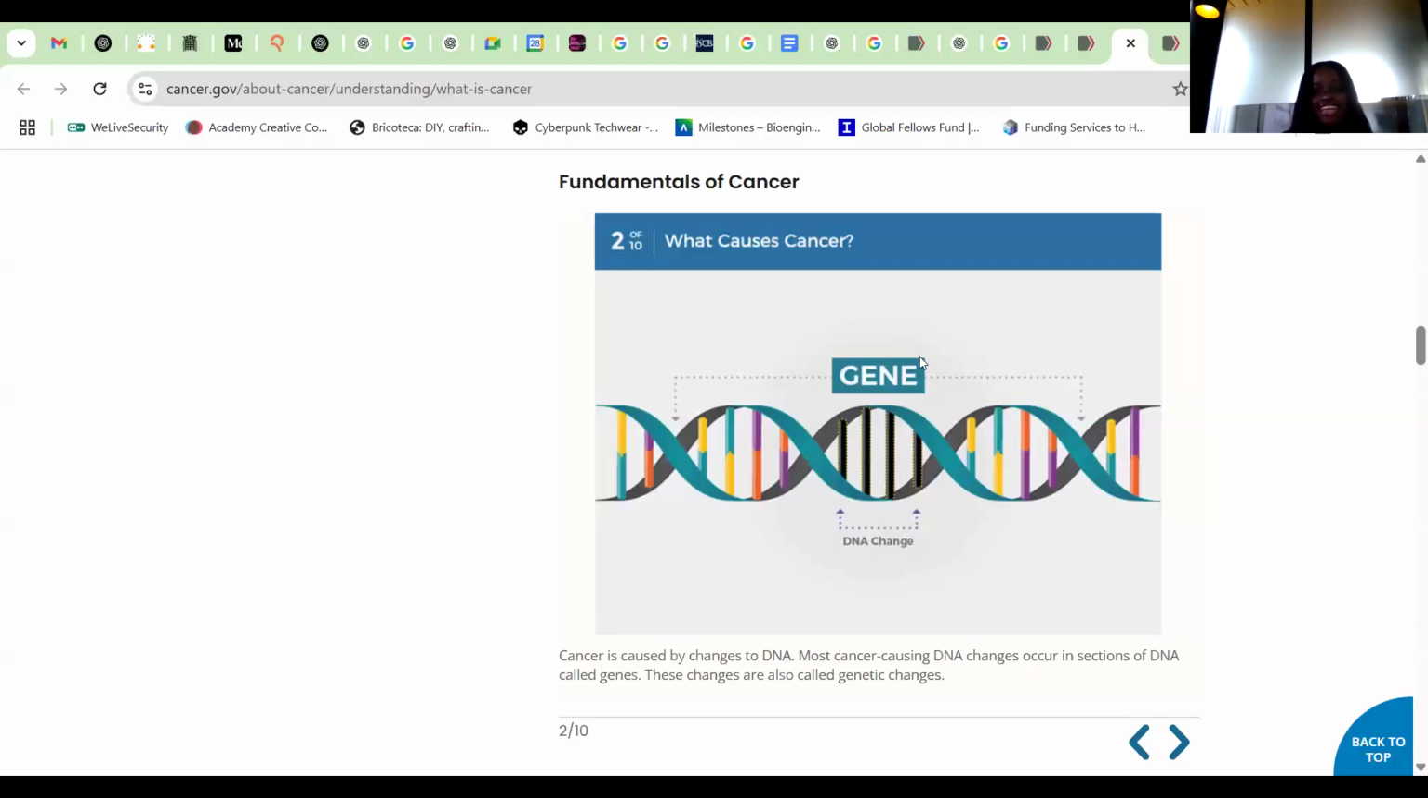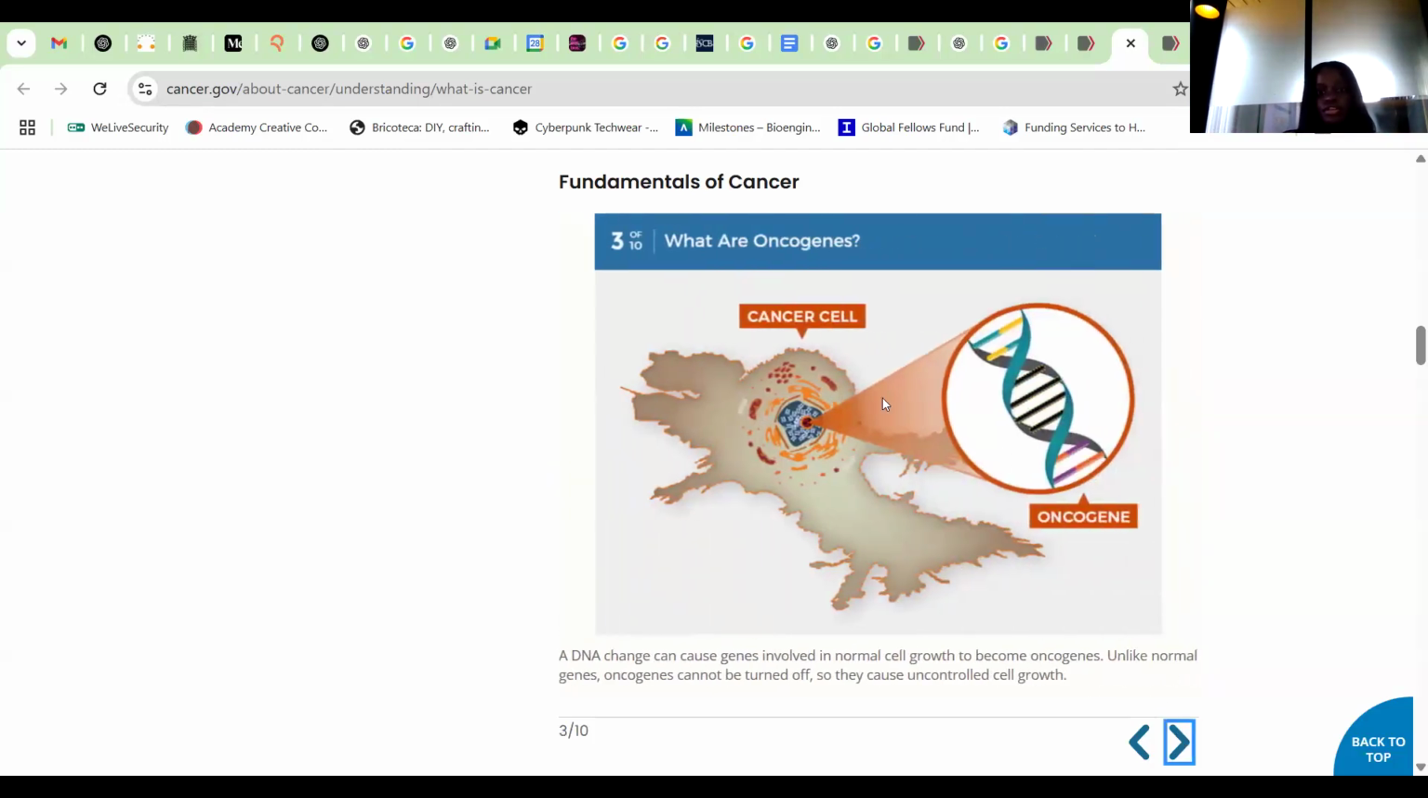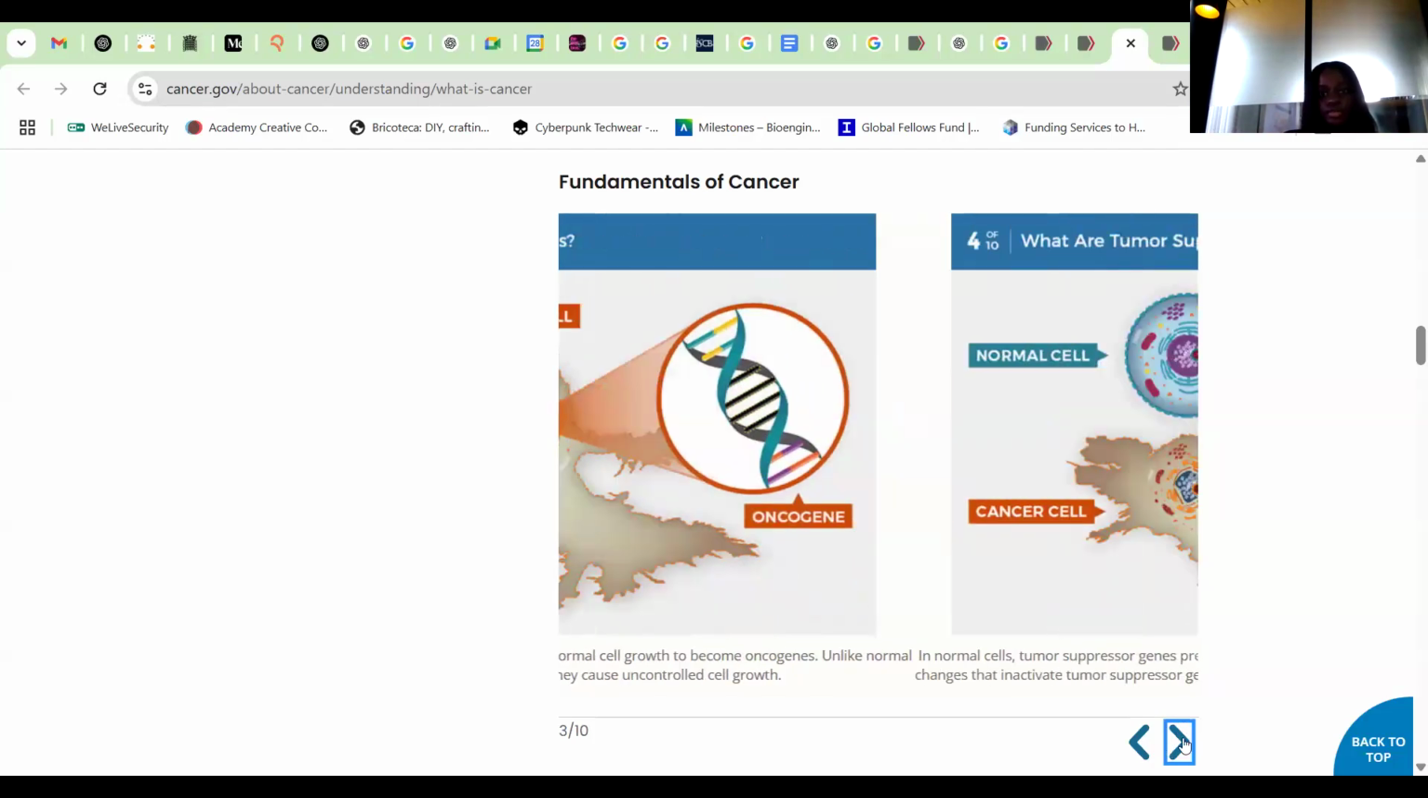Here we go. Yes, so I think I was talking about mutations. When these mutations happen within the sections of DNA that are genes, the things that encode for things, this is usually why cancer happens. Going on, we call them oncogenes when the original gene has been mutated into something else. And this is the picture to depict what a cancer cell would look like.